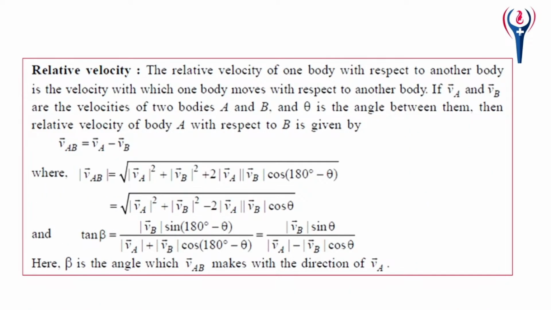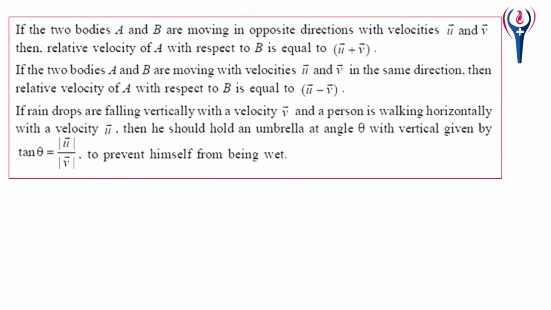Relative velocity. Relative velocity is the velocity of one body with respect to another body. If two bodies A and B are in opposite directions, the velocity will increase as R equal to U plus V. And for two velocities acting in the same direction, the velocity will decrease, U minus V. Then the angle between the two is tan theta equal to U by V. It will be used in rain problems and all.